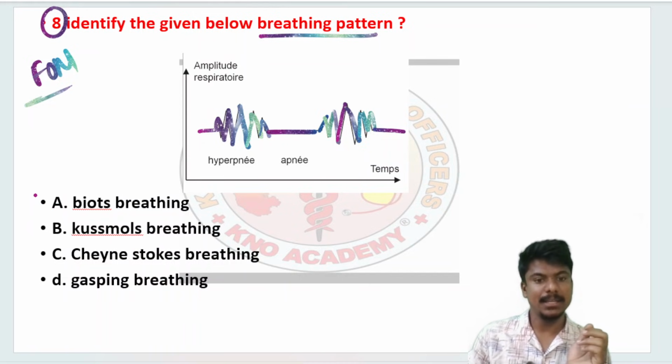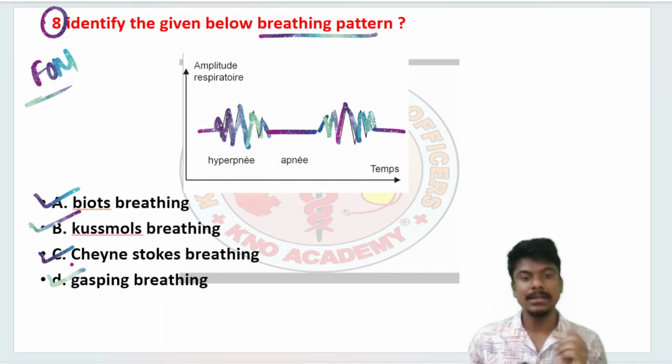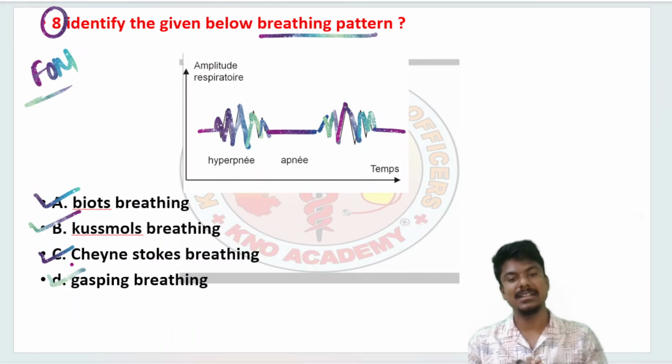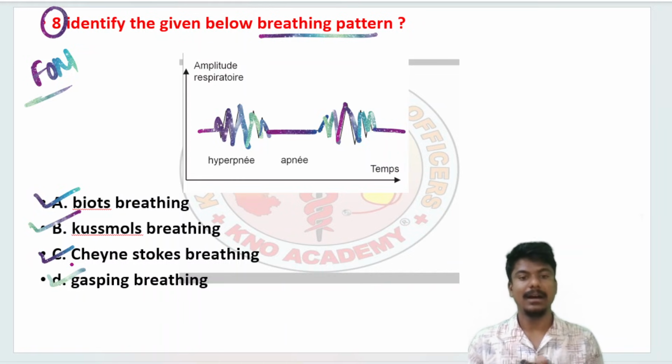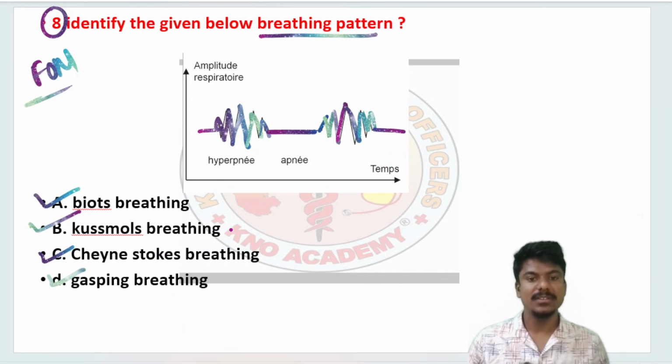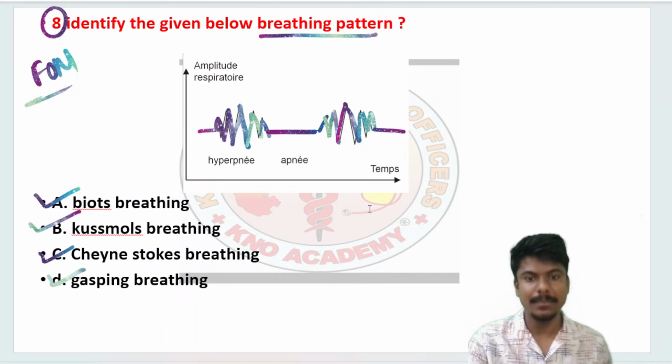Option A is Biot's breathing. Option B is Kussmaul's breathing. Option C is Cheyne-Stokes breathing. Option D is gasping breathing. Just try to put your answer in the comment section. I'm waiting for your answers. Your response matters. Meanwhile, I'll explain all the types of breathing patterns.